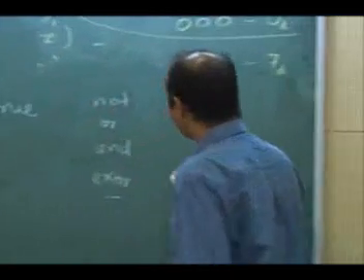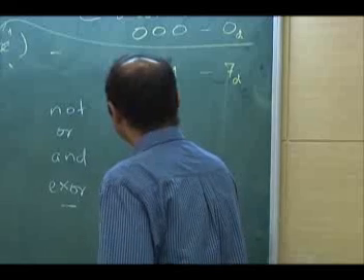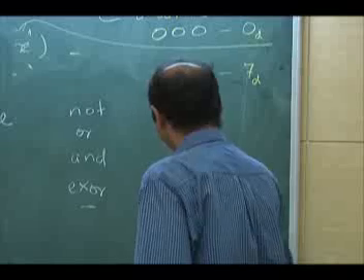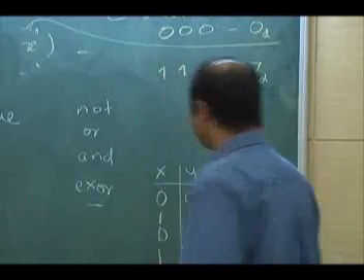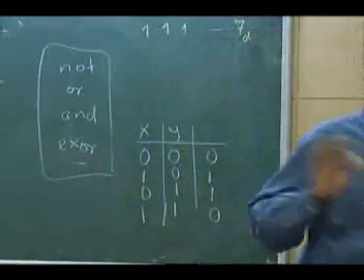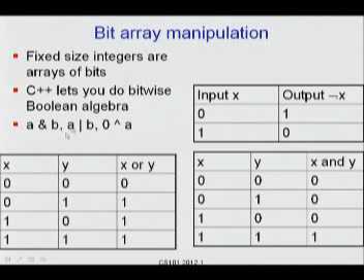XOR is exclusive OR, which means that if both of them are off, then the output is off. If both of them are on, the output is off. If one is on and the other is off, then the output is 1. That's XOR. So mainly these four Boolean operators cover everything you want, and those are expressed in C and C++ as the single ampersand, the single bar, and the XOR is the caret operator.